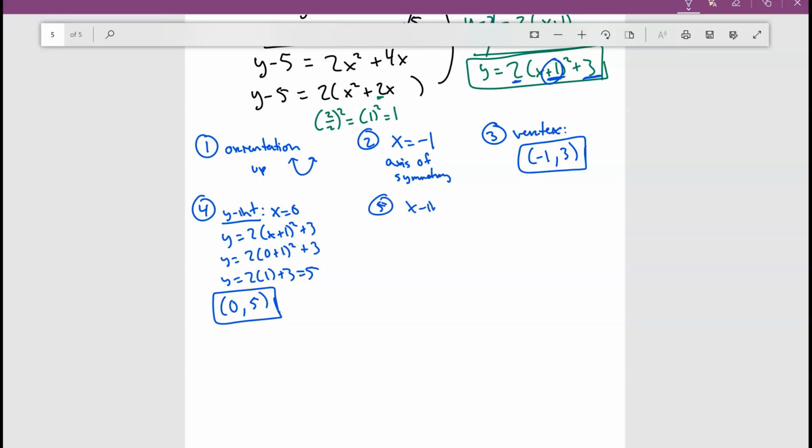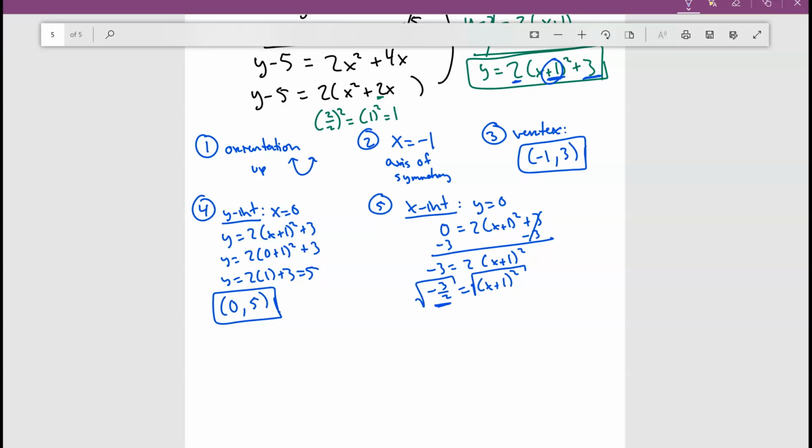And finally, my x-intercepts. To find my x-intercepts, I'm going to set my y equal to 0. So 0 is equal to 2 times (x plus 1) squared plus 3. I'm going to subtract the 3 over. I have negative 3 equals 2 times (x plus 1) squared. Divide by 2, I get negative 3 over 2 equals (x plus 1) squared. And then take the square root. But notice that right when I take the square root, I have a negative under here. I cannot take the square root of a negative, so there are no x-intercepts, because it gives me a complex number. These are going to be imaginary. Okay, so now that I have all of that, I can finally graph my parabola.